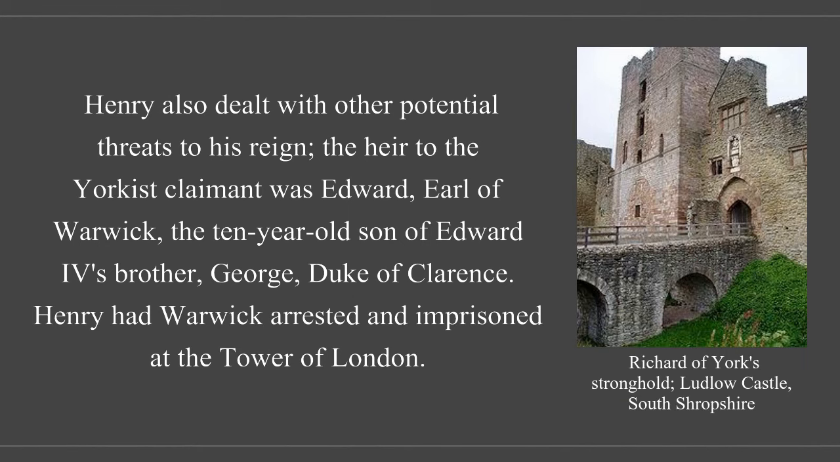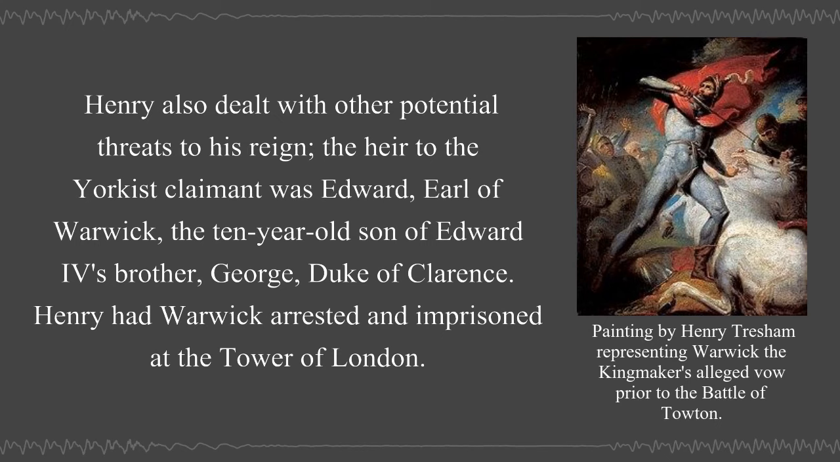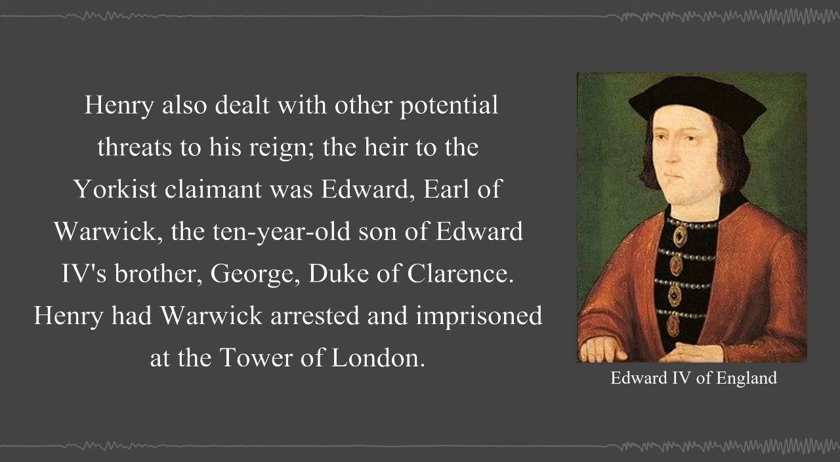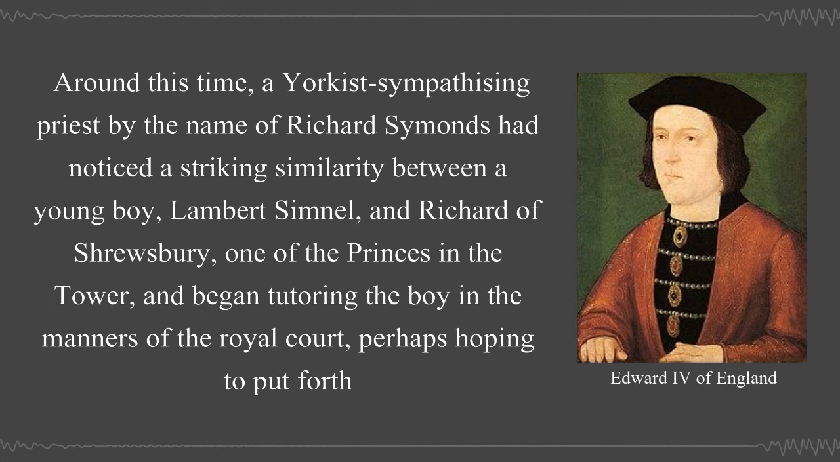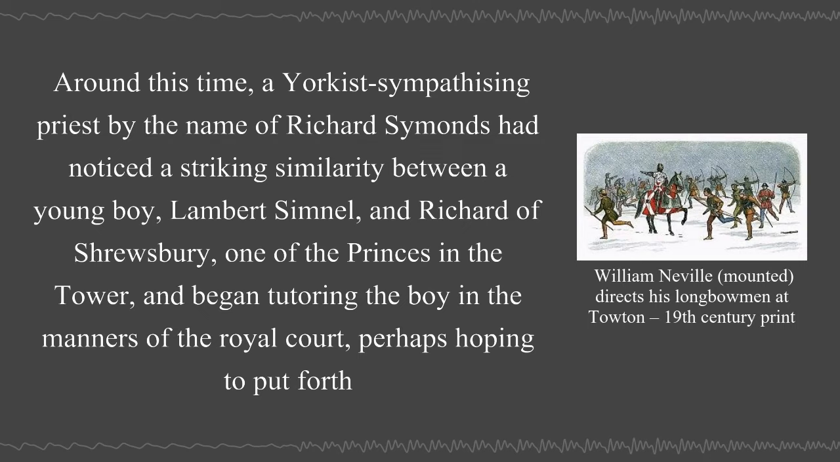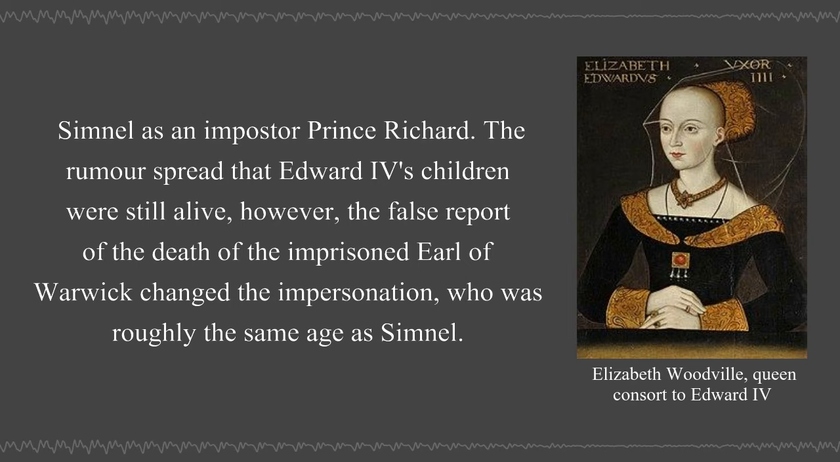The heir to the Yorkist claimant was Edward, Earl of Warwick, the 10-year-old son of Edward IV's brother George, Duke of Clarence. Henry had Warwick arrested and imprisoned at the Tower of London. Around this time, a Yorkist sympathizing priest by the name of Richard Simons had noticed a striking similarity between a young boy, Lambert Simnel, and Richard of Shrewsbury, one of the princes in the Tower, and began tutoring the boy in the manners of the royal court, perhaps hoping to put forth Simnel as an impostor Prince Richard. The rumor spread that Edward IV's children were still alive.